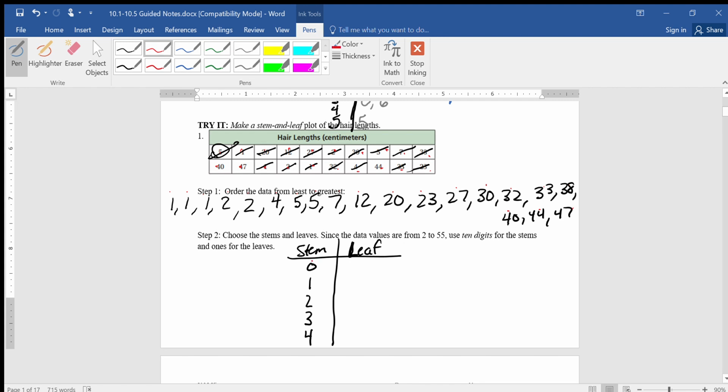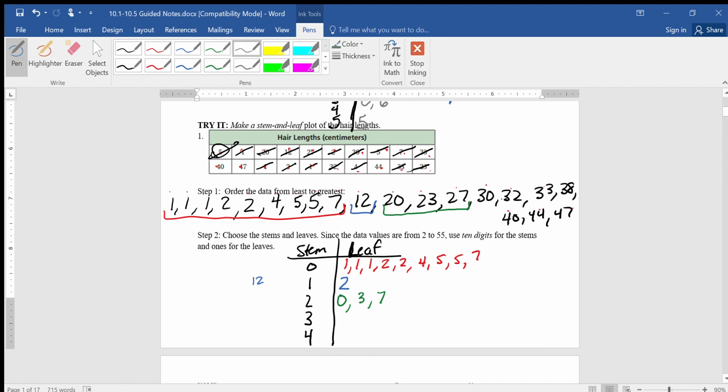So the numbers that are between 1 and 9, it's all of these. So we need a 1, another 1, another 1, a 2, a 2, a 4, a 5, a 5, and a 7. So that takes care of all of those. Now we're going to the 1, which represents 10. So numbers between 10 and 19, which I just see the 12. So we need the 2, because 1 and 2 together, that makes 12. Okay. For the 20s, we have 20, 23, and 27. So we need a 0 for 20, 3 for 23, and then 7 for 27.